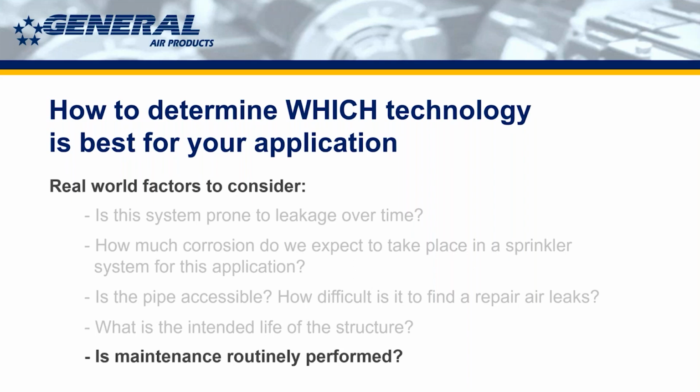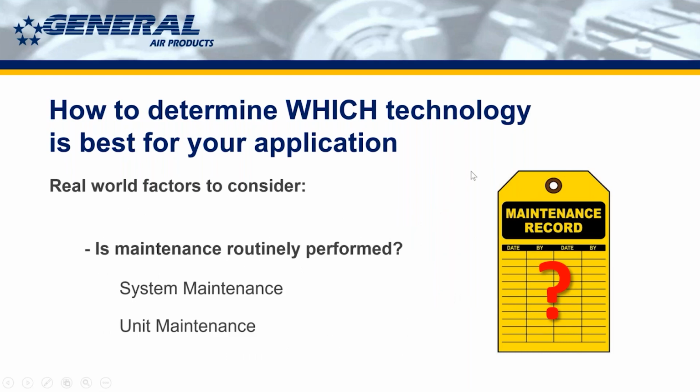So is maintenance done on the system? Is maintenance done on these units? Because if it's not, I would call that a cause of corrosion. It should be another point on the corrosion triangle. It's not a triangle anymore, it's a corrosion square, and that's not as exciting. But that said, is maintenance routinely performed? System maintenance, unit maintenance, those things need to be looked at on the regular.